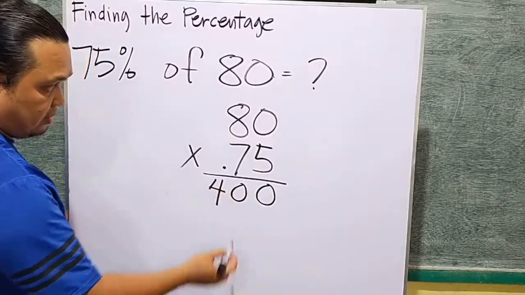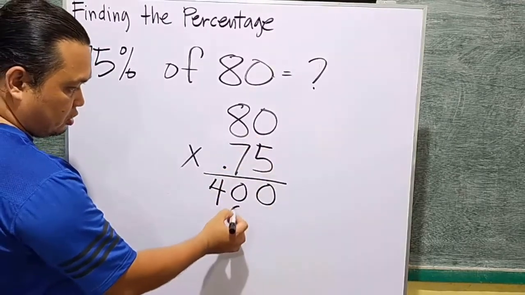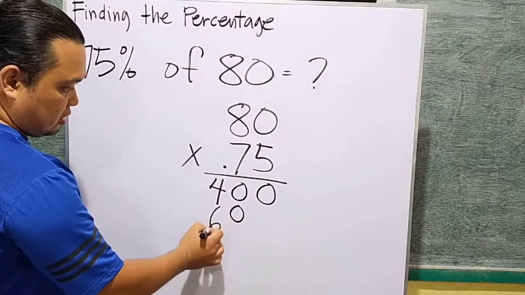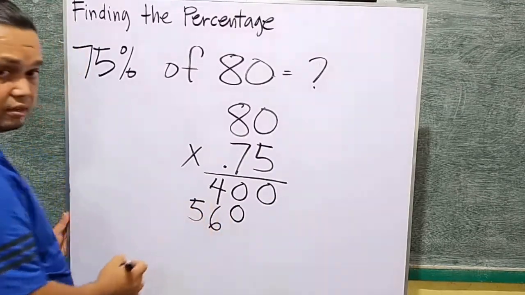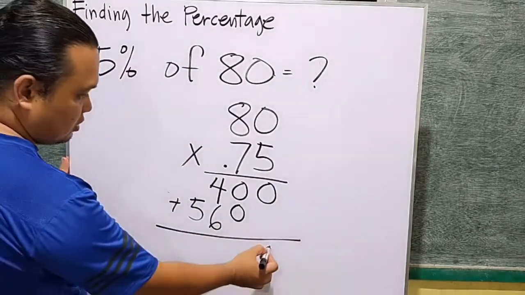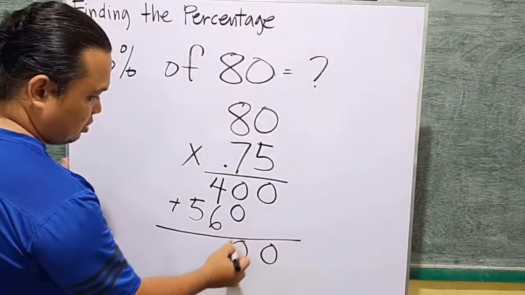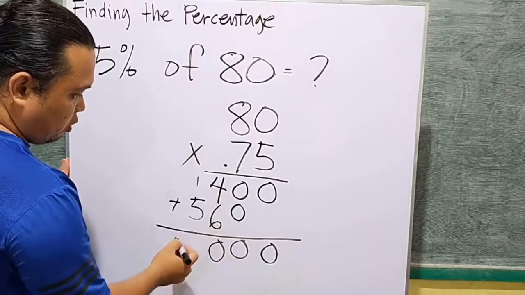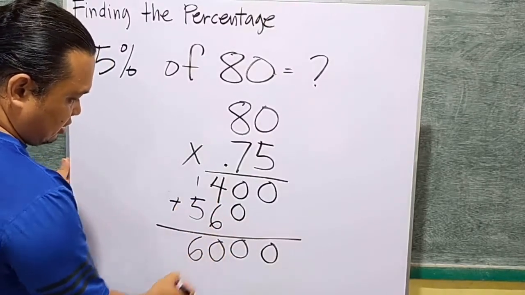Now let's do the 7. 7 times 0 is 0. Well, 7 times 8 is 56. 6 and 5 here. Now let's add. We have 0, 0. 4 plus 6 is 10. 0, carry 1. 1 plus 5 is 6.